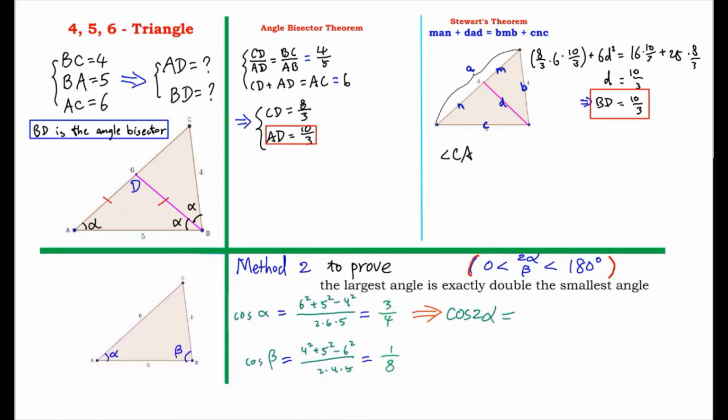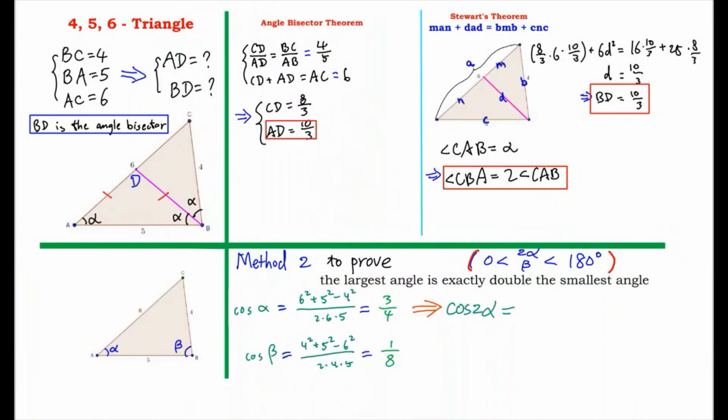is alpha, which means that angle CBA is equal to 2 times CAB. There's also another method to prove this equation though, and I'll be showing you that next.